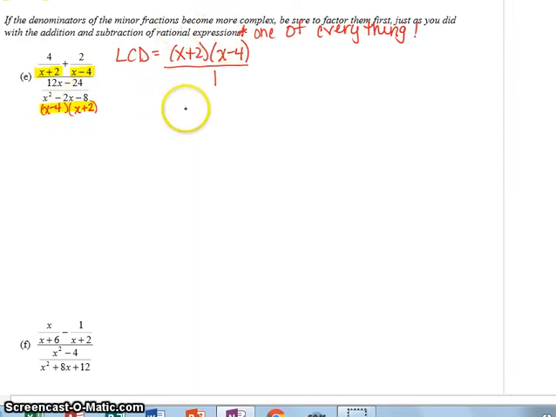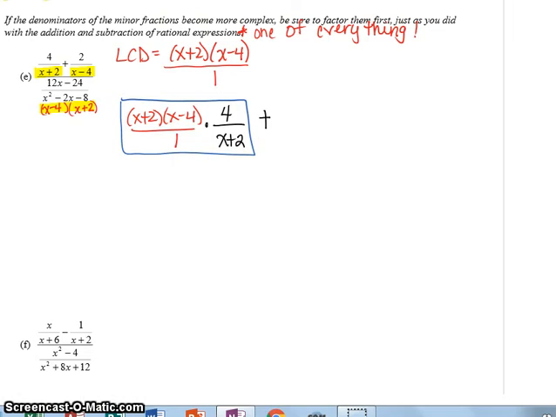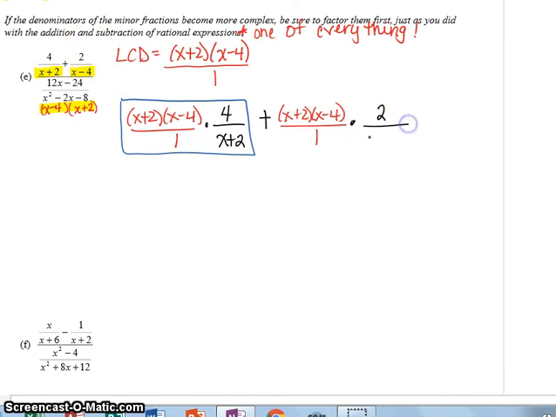So watch what I have. I'm going to take the LCD, which is x plus 2 times x minus 4 all over 1, and I multiply it by this first minor fraction, which is going to be 4 over x plus 2. There's a plus sign in the middle, and this would be your first blue box. The next one, I have, again, the LCD, x plus 2 times x minus 4 all over 1 times the original minor fraction, which is 2 all over x minus 4. Here's my second blue box.